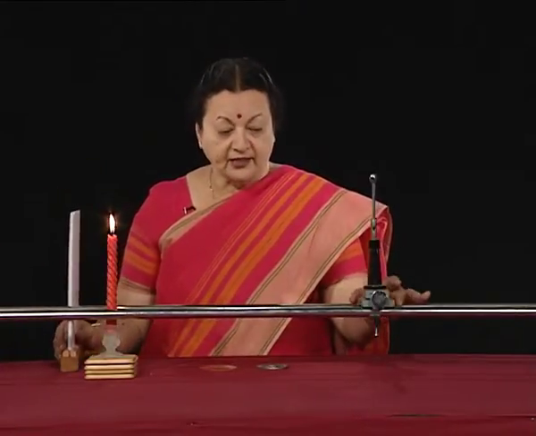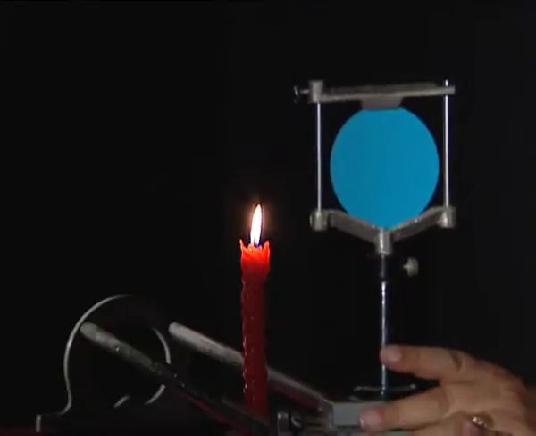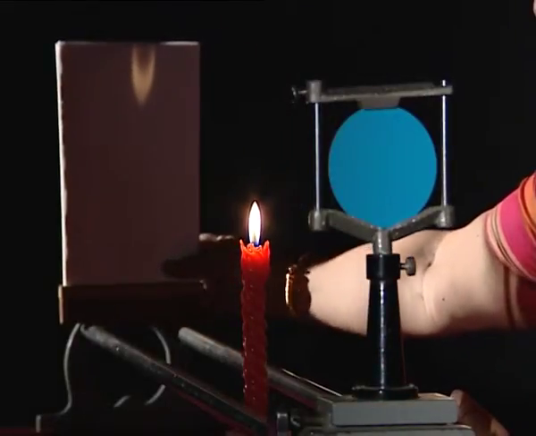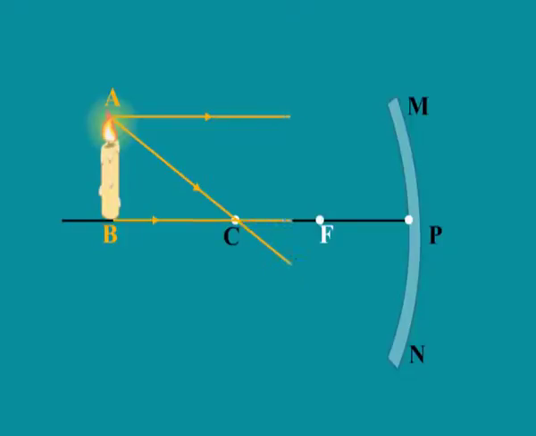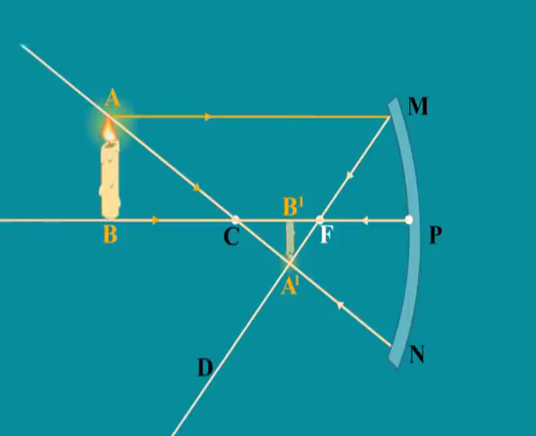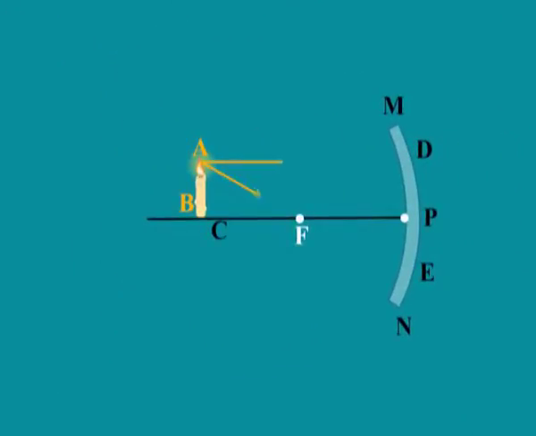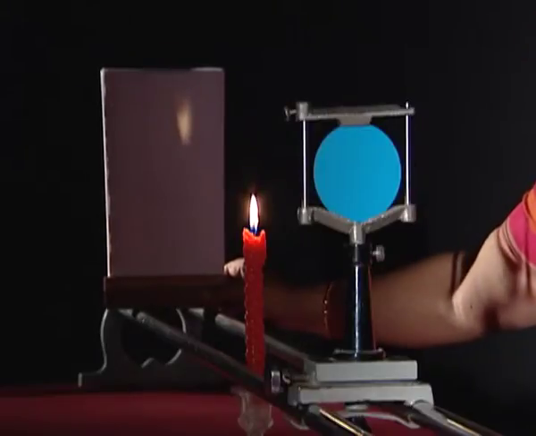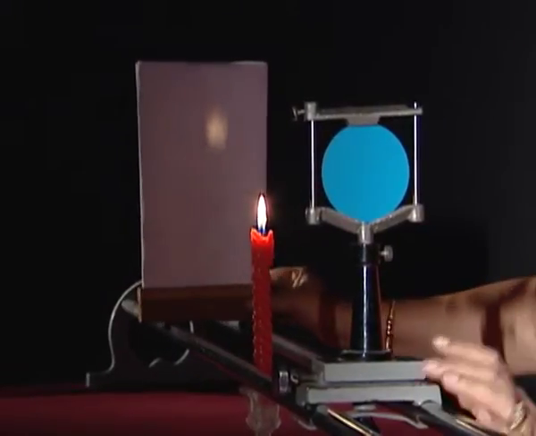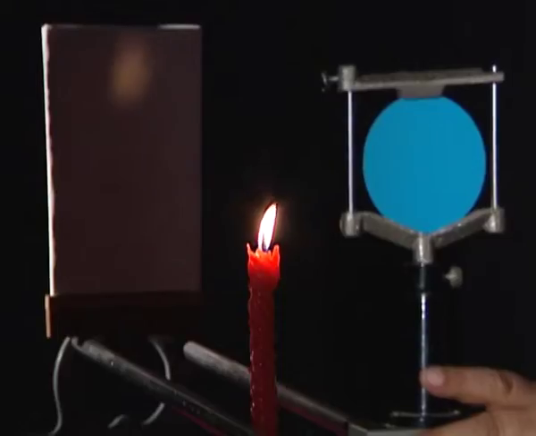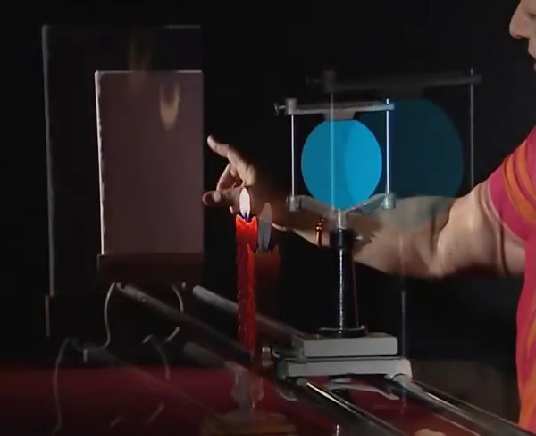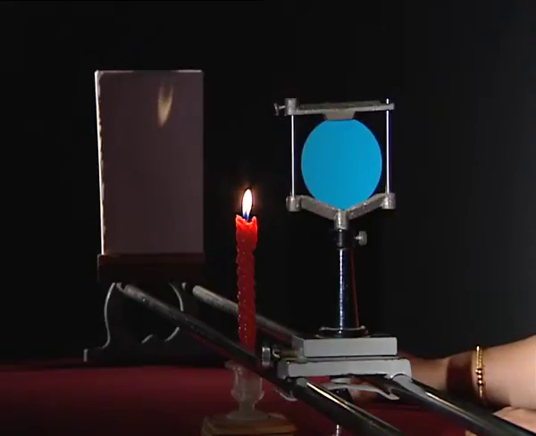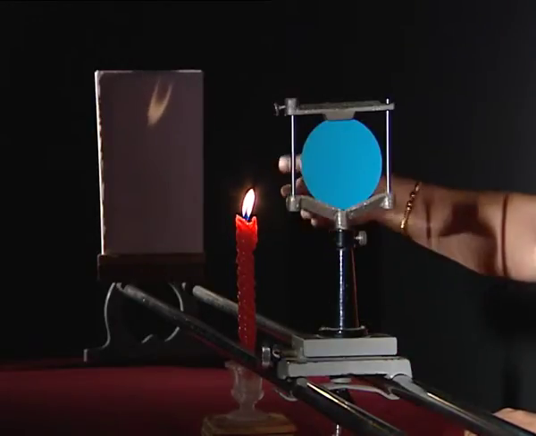So, next we are going to bring this closer and see where the image is formed. Notice this image has become bigger, is bigger than before. I bring this closer and you can see that the image is larger and further away from the object and the mirror.